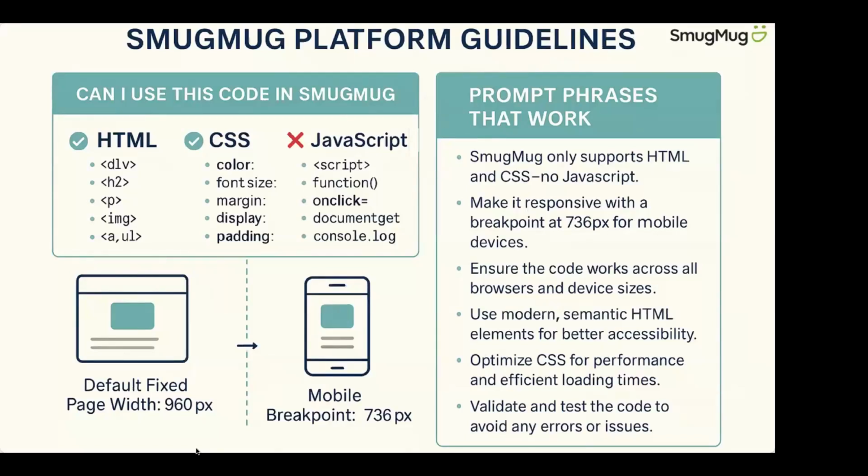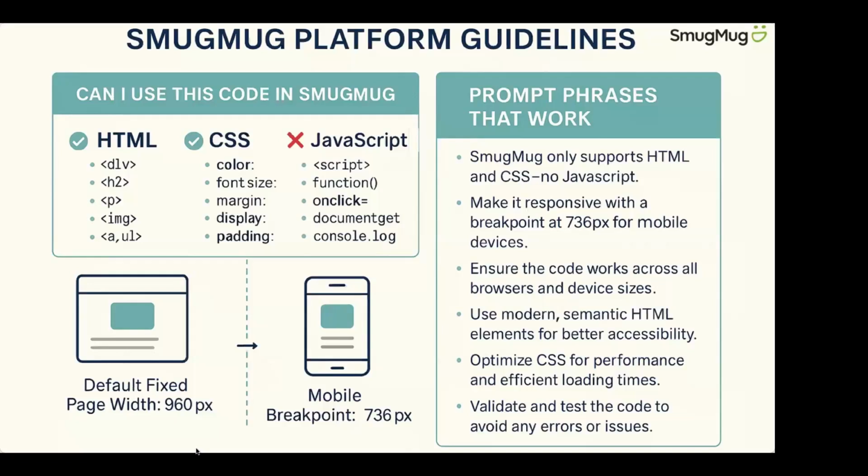Here are a couple of phrases that you can include in your prompt to get improved results. Starting with, SmugMug only supports HTML and CSS, no JavaScript. Gone over that one a couple of times. Here's another one. Make responsive code with a mobile breakpoint at 736 for mobile devices. Ensure the code works across all browsers and device sizes. Use modern semantic HTML elements for better accessibility. Optimize CSS for performance and efficient loading times. Validate and test the code to avoid any errors or issues. These are all phrases that AI understands.